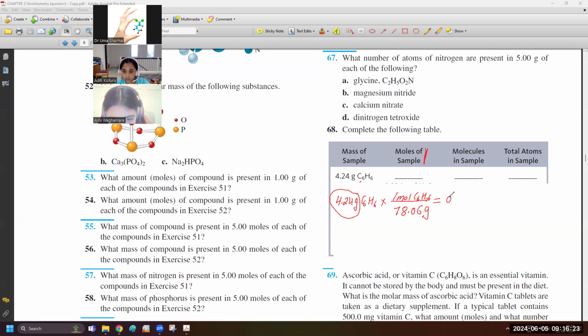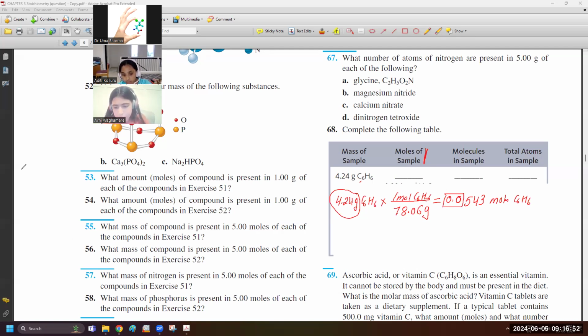I'm getting 0.0543 moles of C6H6. Yeah, 0.054317. Go for 0.0543. Drop the rest of the digits. Don't count this 0. These are leading zeros, never counted.